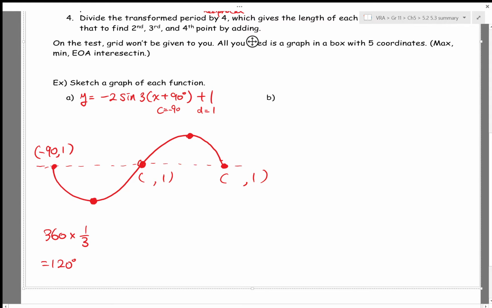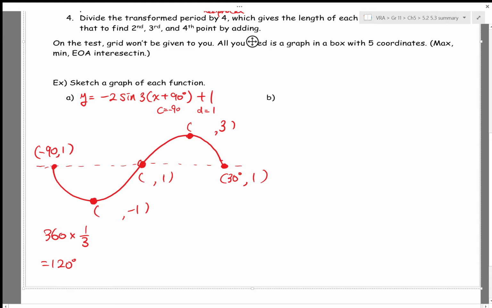So 120 plus negative 90 gives me 30 degrees. Okay, then it's almost set. We know the amplitude is 2, so that means we go up by 2 and then down by 2 from the middle line. So the y value of the max will be 3. The y value of the minimum will be negative 1.